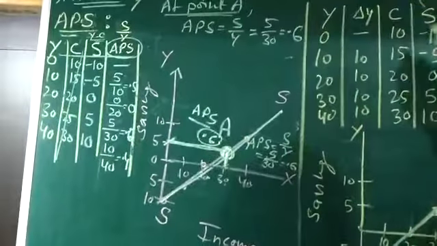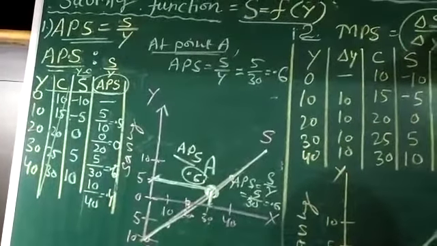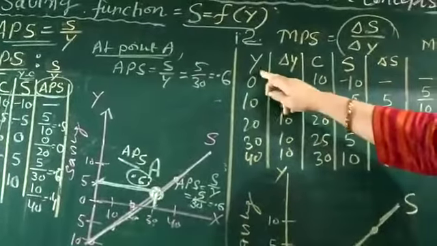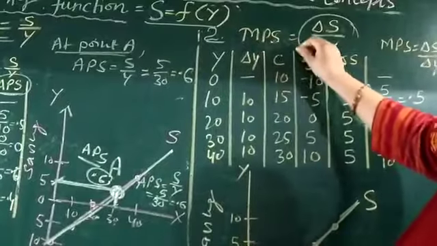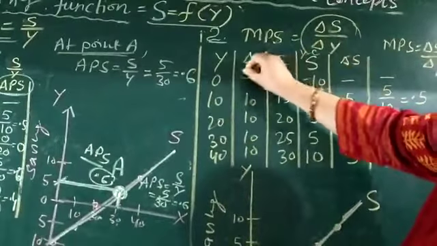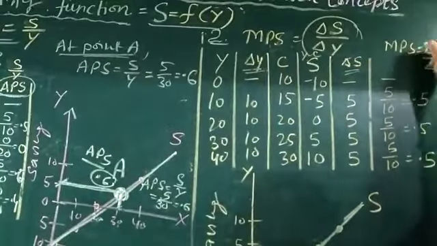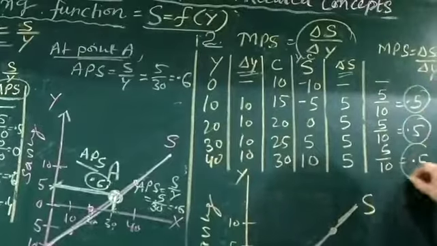Next, for the derivation of MPS. MPS is the ratio of change in saving due to change in income. For the derivation of savings, income minus consumption is equal to savings. So we can derive change in income and change in saving. MPS is equal to change in S upon change in Y. We can derive the value of marginal propensity to save.